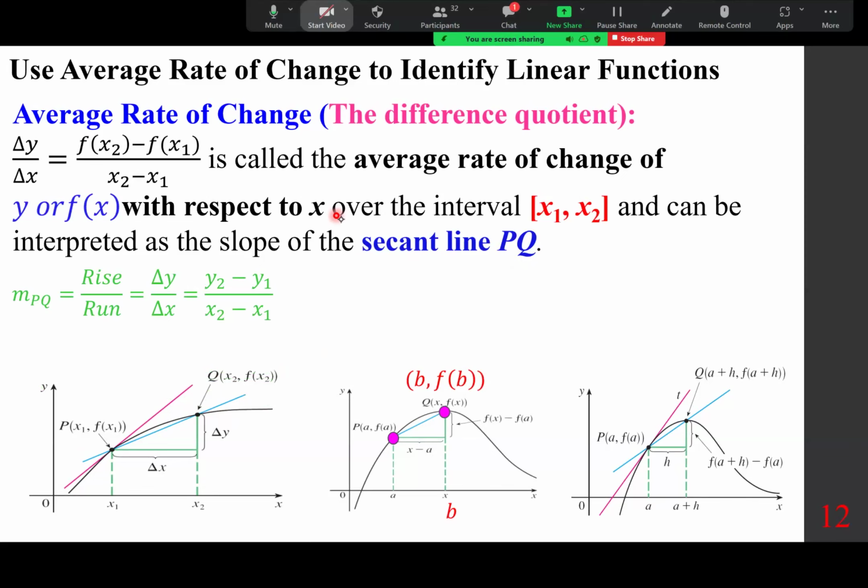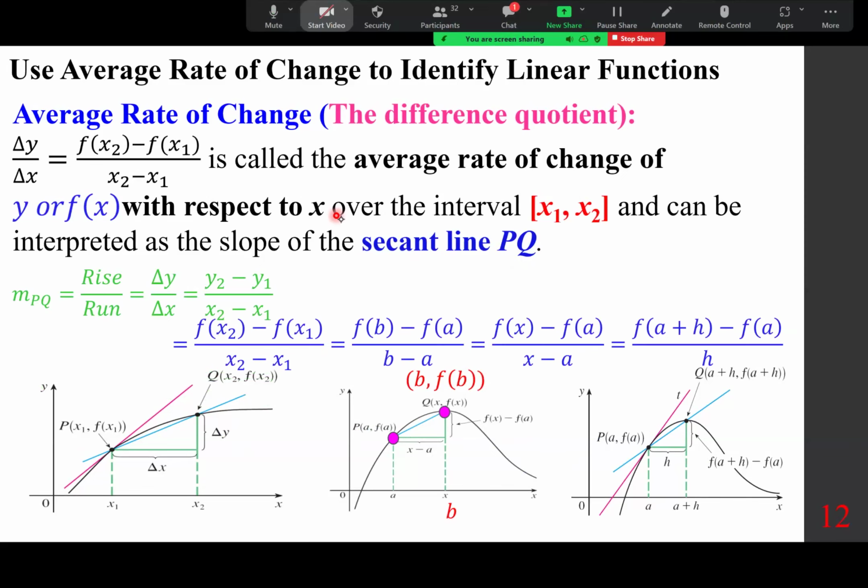Now, we remember this formula. We may use A and B, so it becomes this formula. We may use X and A, and it becomes this formula. We may use A with the distance of H. This is A plus H, and it becomes this formula. Please understand, all of them are the same. Slope of a secant line. You need to be very comfortable with this, known as a DQ, difference quotient.